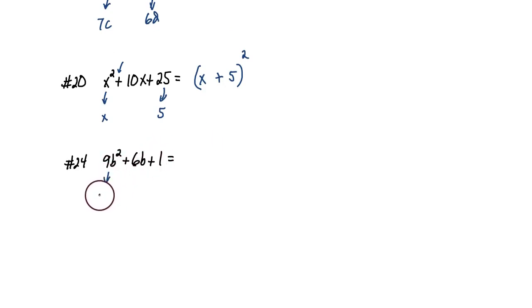Number 24 is also a perfect square trinomial. The square root of the first term is 3b, and the square root of this is 1. And the middle term is twice the product of 3b and 1. So one set of parentheses squared. Fill in the 3b and the 1.